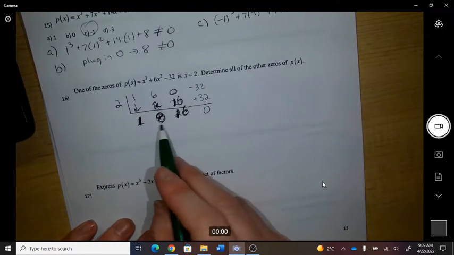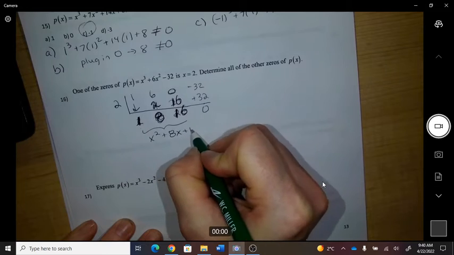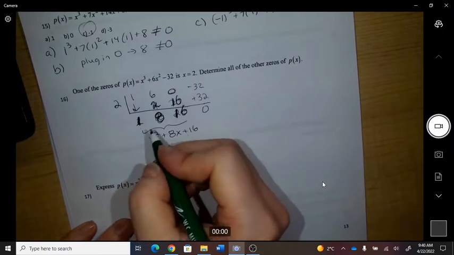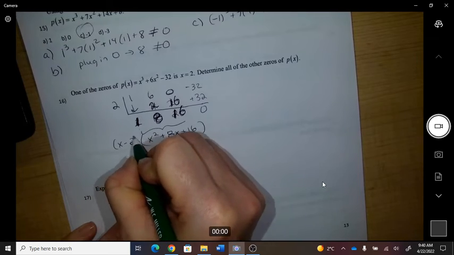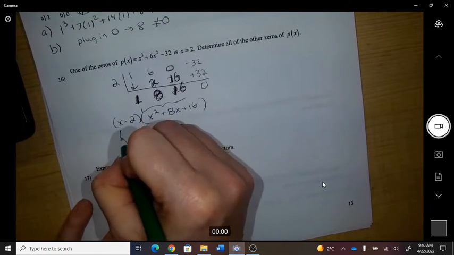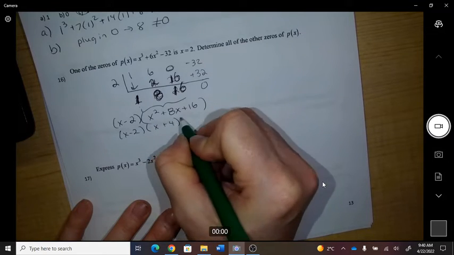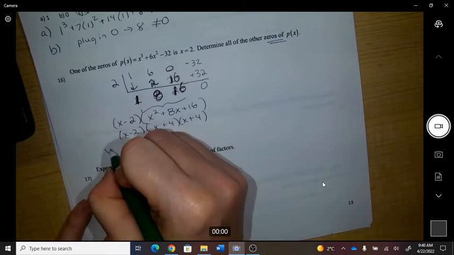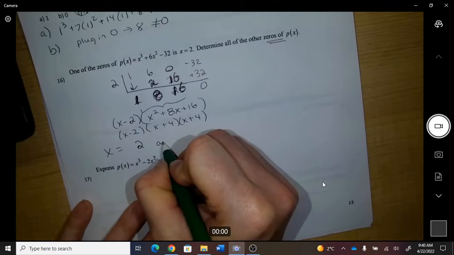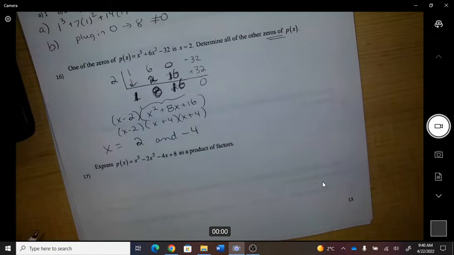Okay, so now this is x squared plus 8x plus 16. And then we also have an x minus 2 as another factor. And then this breaks down to be x plus 4, x plus 4. So what are all the zeros? The zeros are 2 and negative 4. It'd be a double, it'd be a bounce, right?